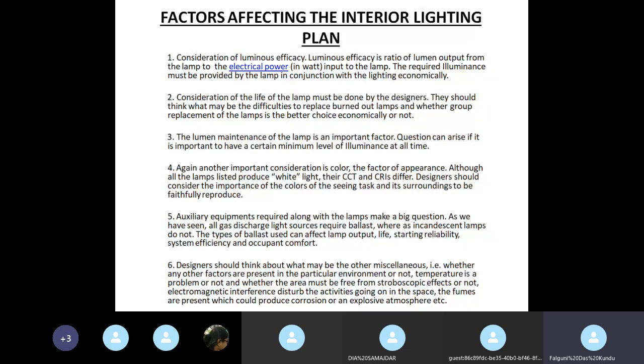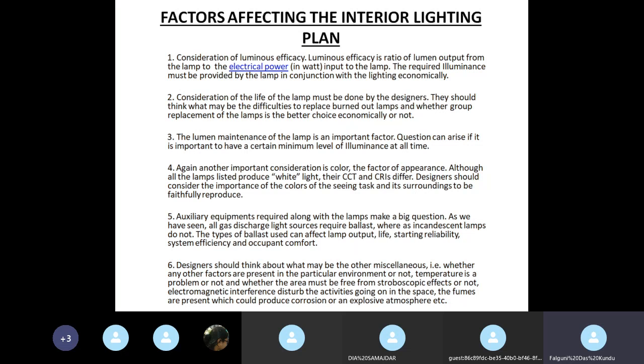Number two, considerations of the life of the lamp must be done by the designers. They should think what may be the difficulties to replace burned out lamps and whether group replacement of the lamps is a better choice economically or not.